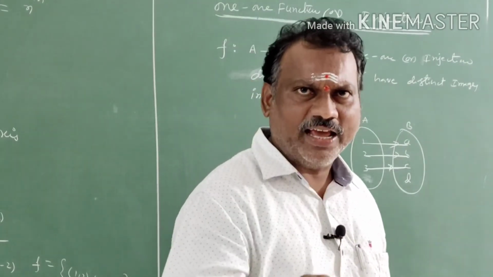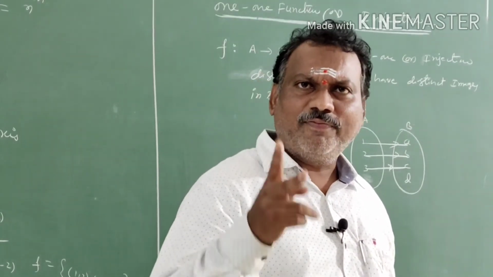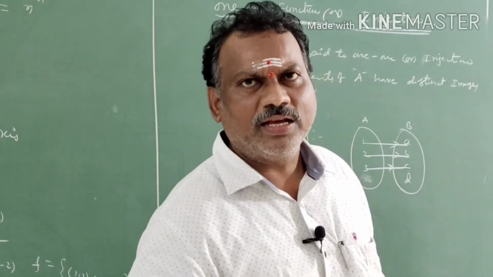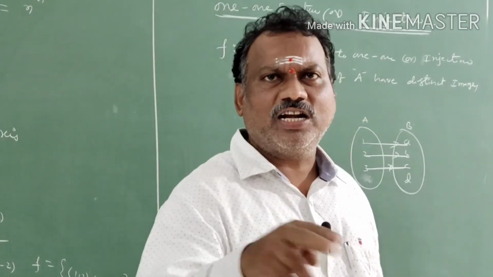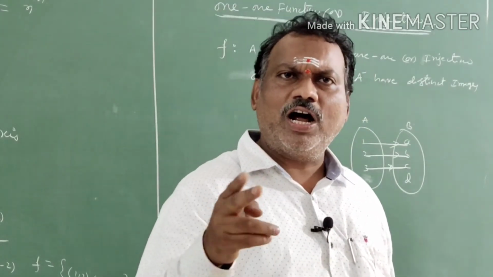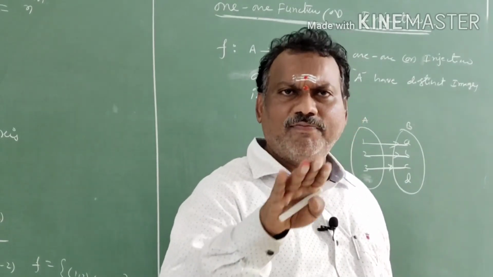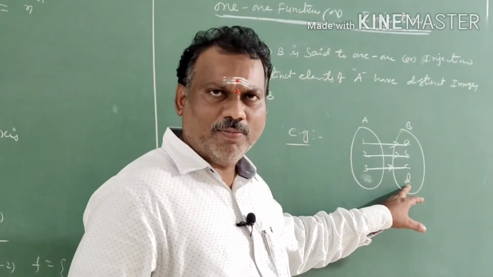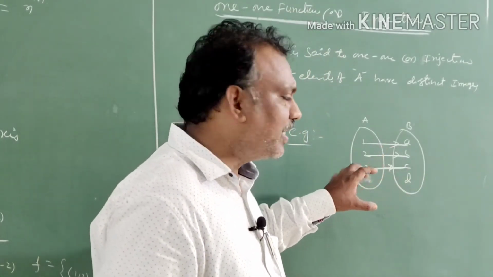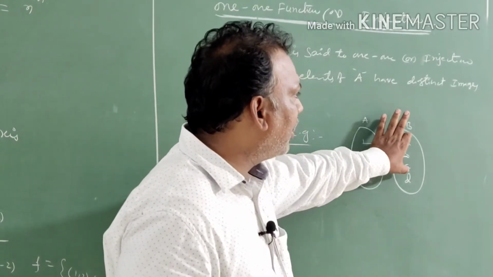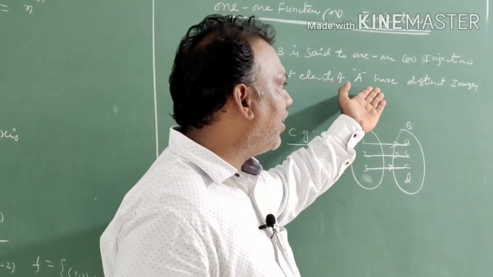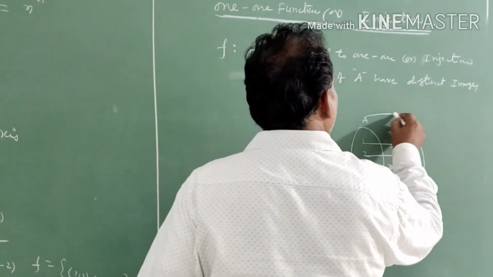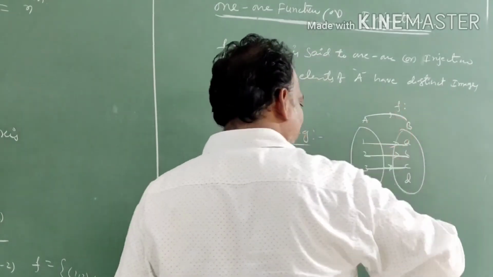Unpaired element in set A is not possible. Second one, different elements of A have only a unique image in B. If different elements of A have the same image, it is not a one-one function. That's why no two distinct ordered pairs have the same first element. These two you must follow. But the second may or may not, no problem. If it is a one-one function, different elements of A have different images. That is the only meaning: distinct elements of A have distinct images in B. So now this function is a one-one function. It is also a function.